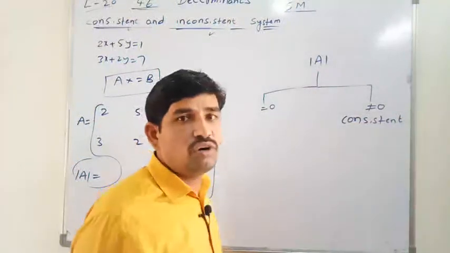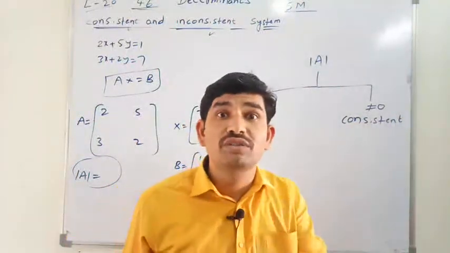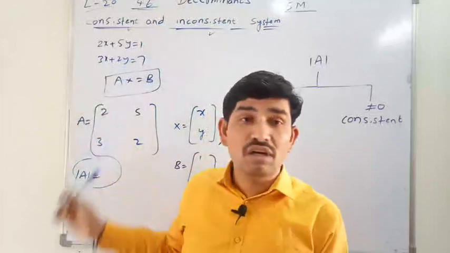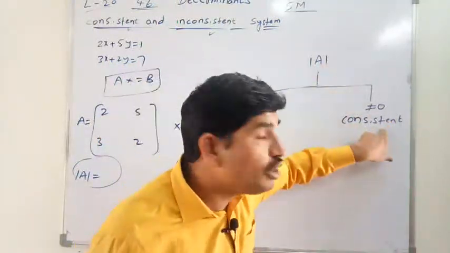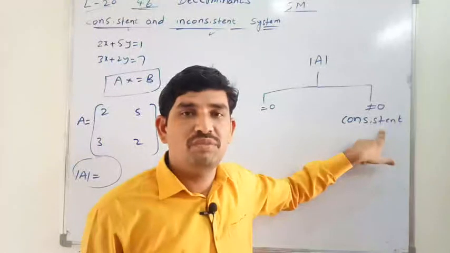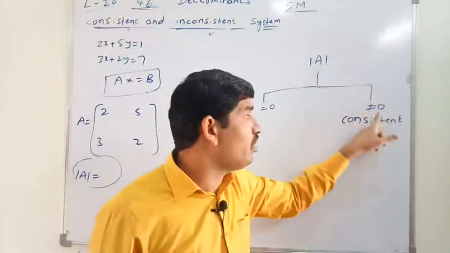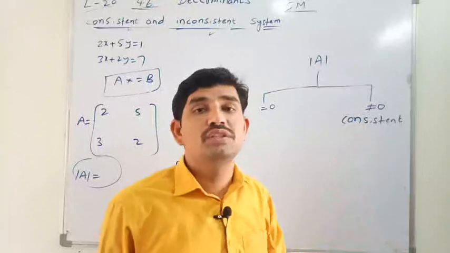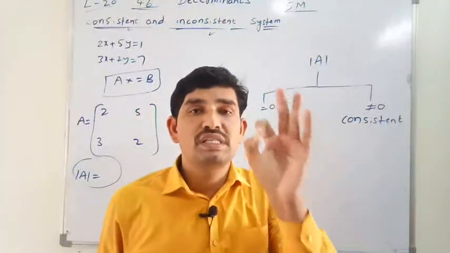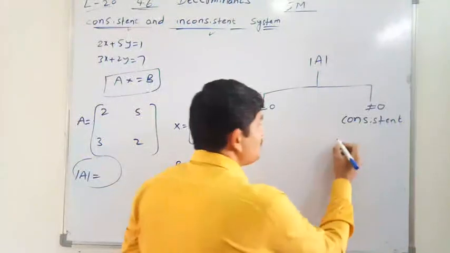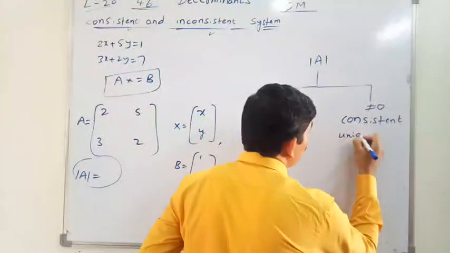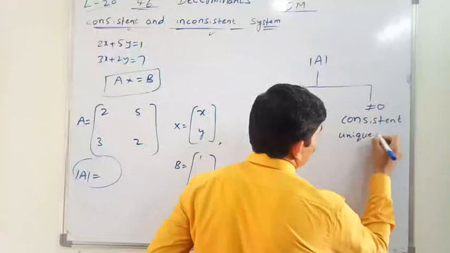System of equations are what? Consistent. When we say the system of equations are consistent, it means suppose we got the determinant not equal to 0. Remember that. If we got the determinant not equal to 0, then we say the system of equations are consistent. On that time, only unique solutions will be present.